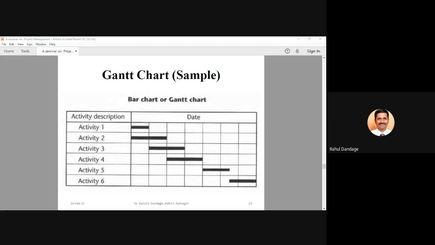So activity 6 depends on whom? It depends on activity 5. Unless and until activity 5 is completed, we cannot start with activity 6. Understood this? Bar chart or Gantt chart? Let us try to go for some other examples.